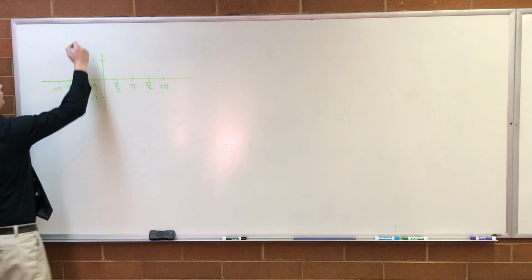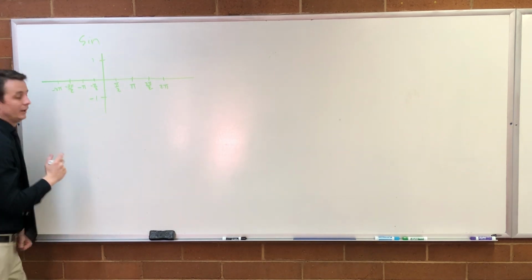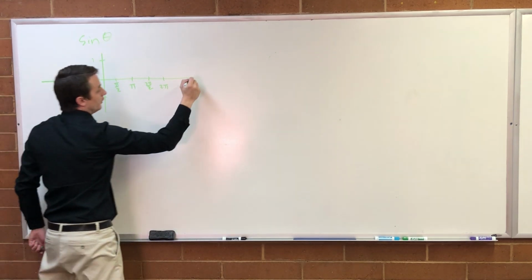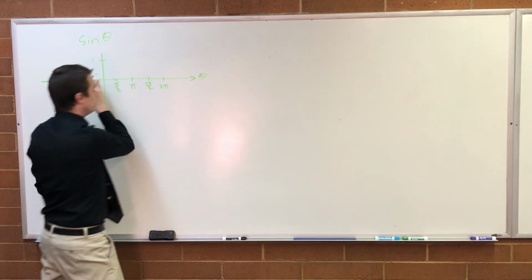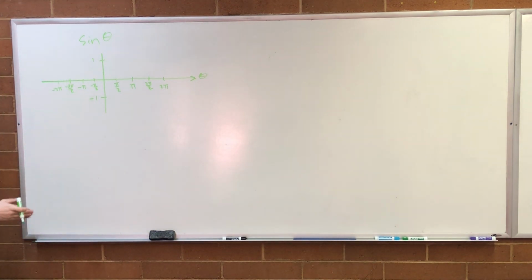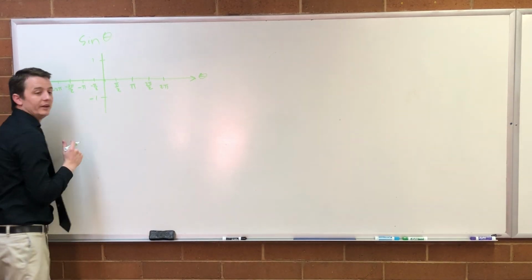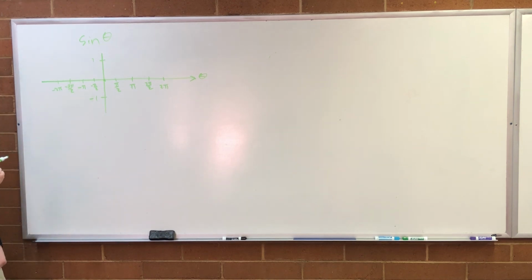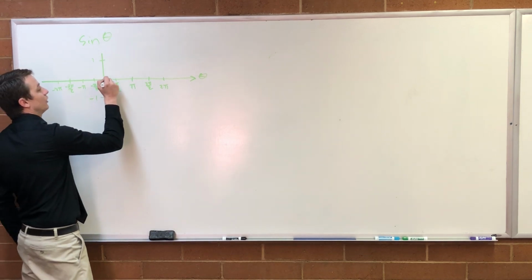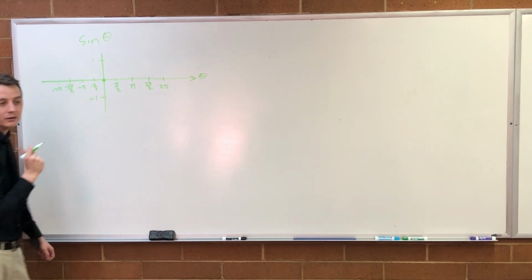Okay, let's start with plotting sine of theta. And we'll call this the theta axis. We could also call it sine of x, call this the x-axis, it doesn't matter. It's just a label. Let's start at 0. What is sine at 0? What's the y-coordinate on your unit circle at 0 degrees, or 0 radians? 0. So sine starts right here. That's the first point on sine.